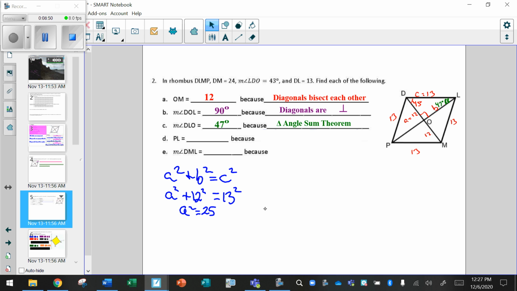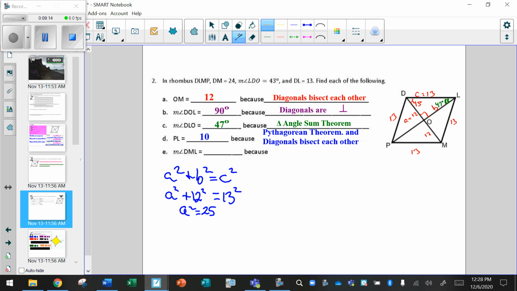So a squared plus b squared equals c squared. We end up with OL being 5, then we double that, so PL is 10. And then because opposite angles of a rhombus, parallelogram actually, opposite angles of the parallelogram are congruent, which means it's also true in a rhombus, we can find the measure of angle DML. Diagonals bisect each other, so I know that angle DPM is 43 degrees, and DML would be an alternate interior angle with that 43, so it's also 43.